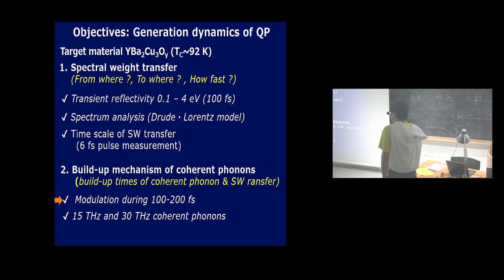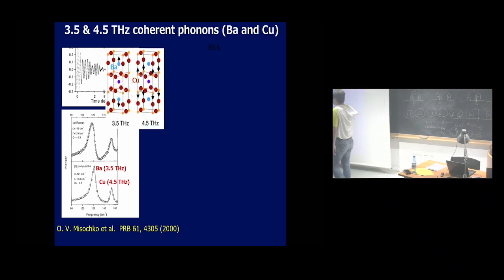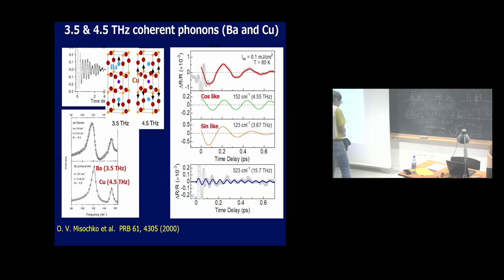The next thing is the build-up dynamics of the coherent phonon. As I told you, we have two low-frequency coherent phonons at 3.5 terahertz and 4.5 terahertz, the Ba and Cu modes. By subtracting the background component, we can obtain the oscillating component. We can confirm the 3.5 and 4.5 terahertz coherent phonons, and also confirm the cosine-like and sinusoidal initial phases.